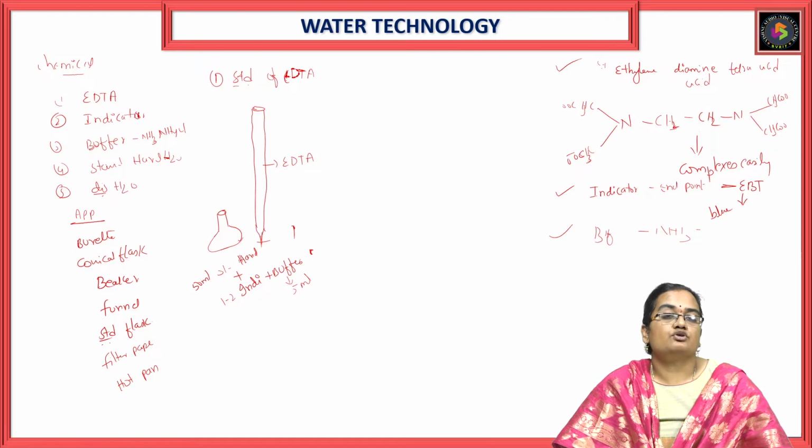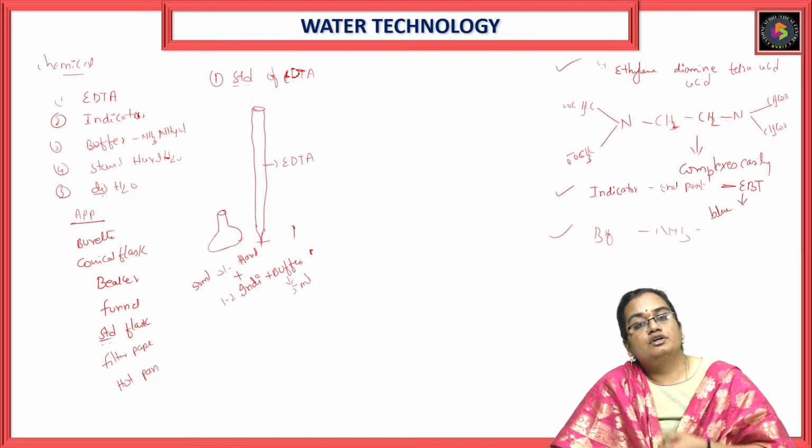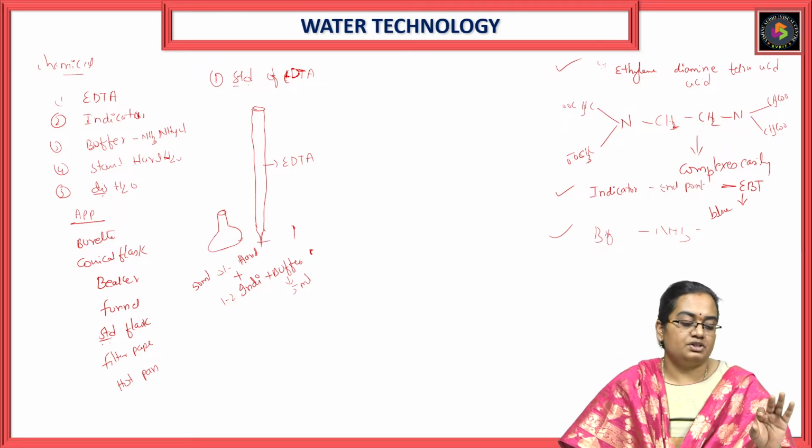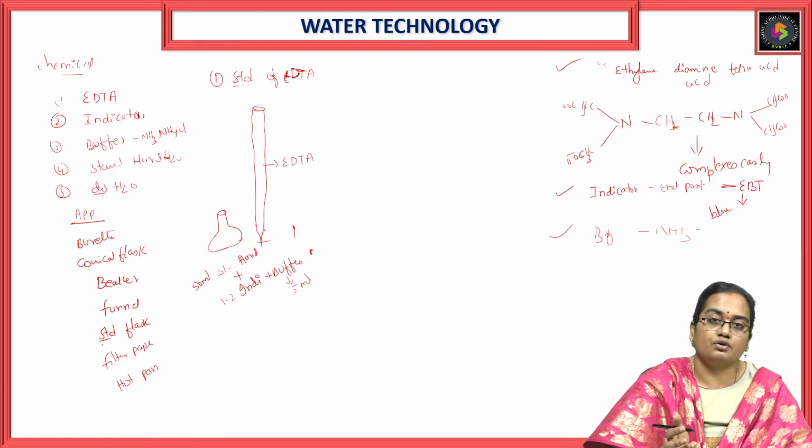So buffer is used to maintain constant pH, the indicator is used to mark the end point of your titration, and EDTA is used for the complex formation. These are the importance of each chemical. Now move on to the process.